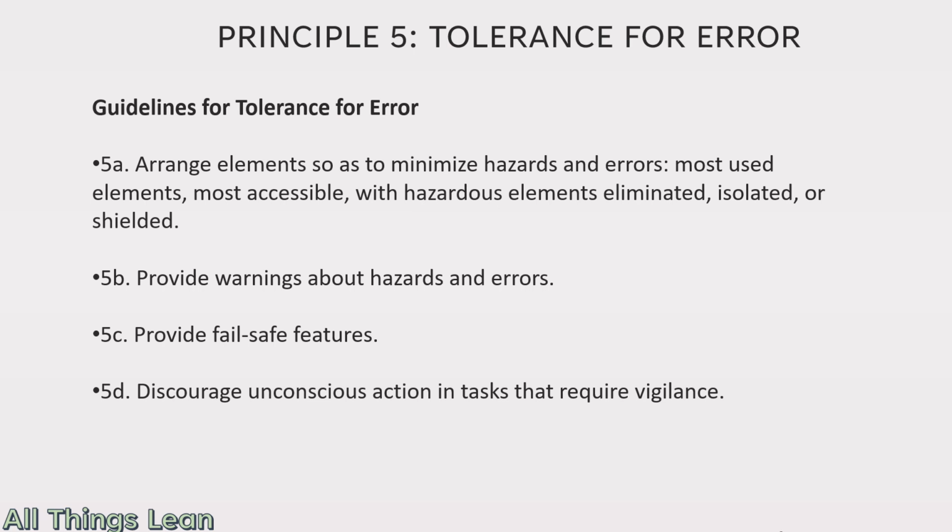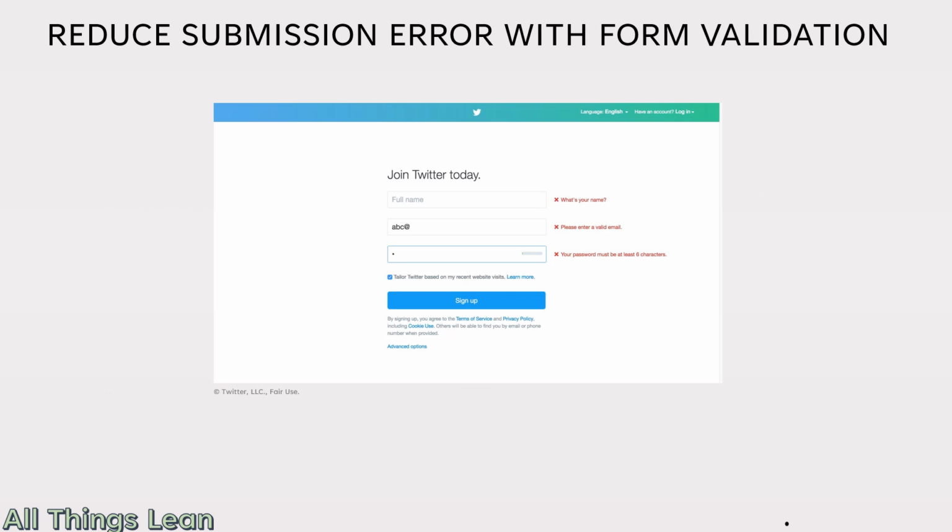Provide warnings about hazards and errors. Provide fail-safe features. Discourage unconscious action in tasks that require vigilance. An example of the same can be to reduce submission error with form validation. Form validation minimizes and prevents user errors. There are three ways to validate form inputs.